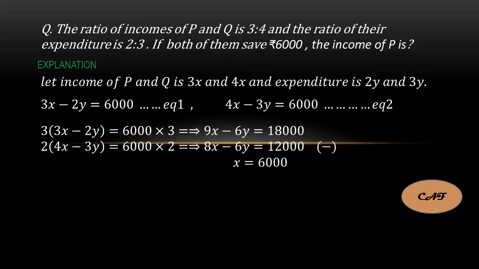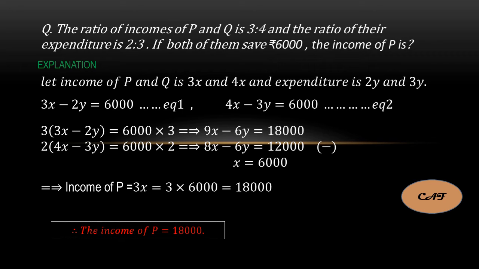If you subtract equation 2 from 1, you will get 9x minus 8x is equal to x is equal to 18,000 minus 12,000, 6,000. So you know the value of x. They're asking the income of P. Income of P is equal to 3x. So 3 into x value 6,000, you will get 18,000. Therefore, the income of P is 18,000.